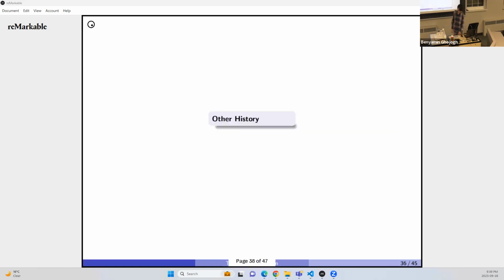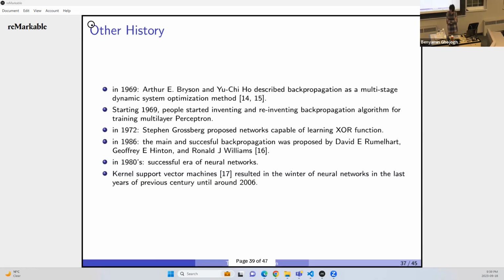Okay, let's talk about the history of neural networks. So this is a very cool part. Let's see this. In 1969, Arthur E. Bryson and Yu-Chi Ho described backpropagation as a multi-stage dynamic system optimization method. Okay. You can see the references also. Starting in 1969, people started inventing and reinventing the backpropagation algorithm for training multi-layer perceptron.